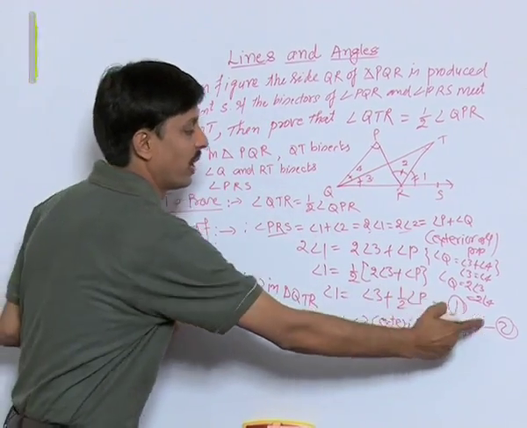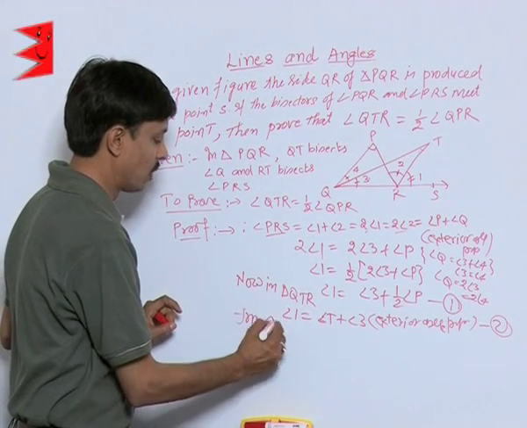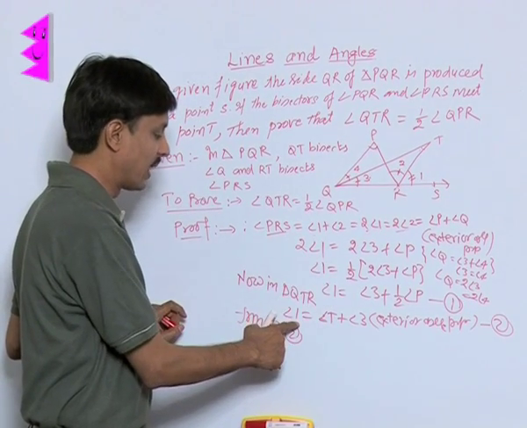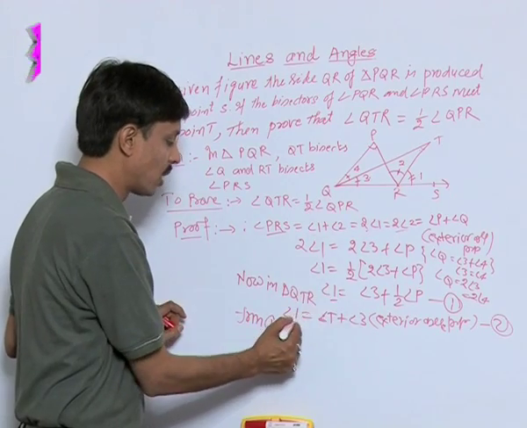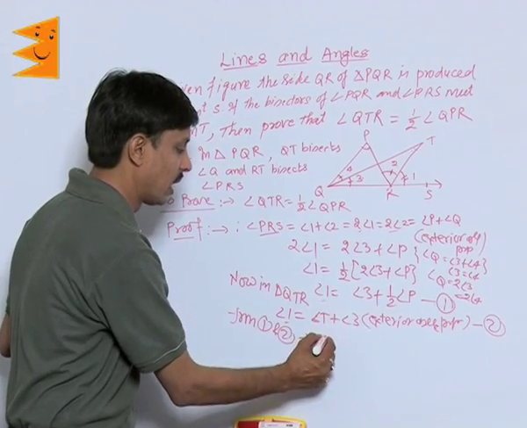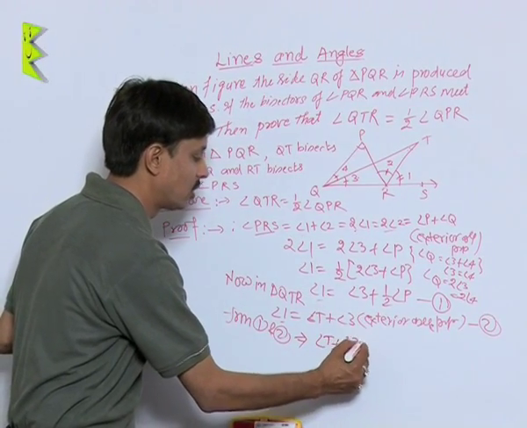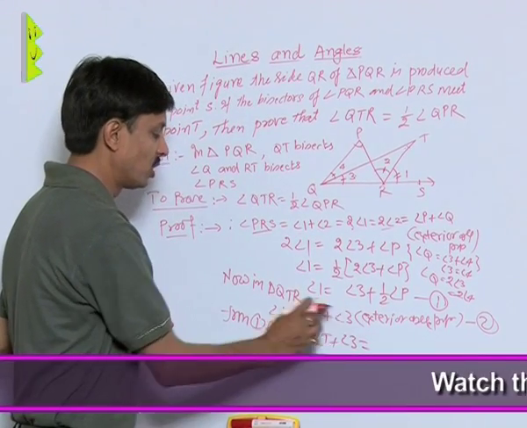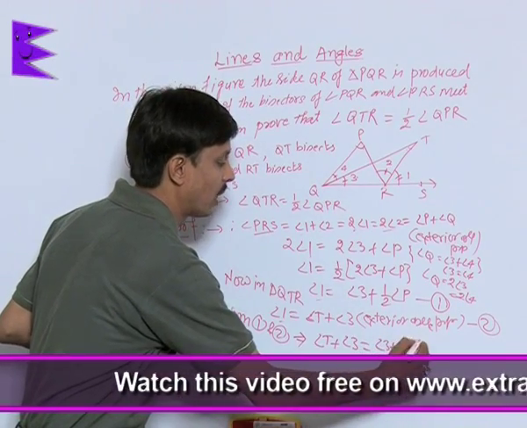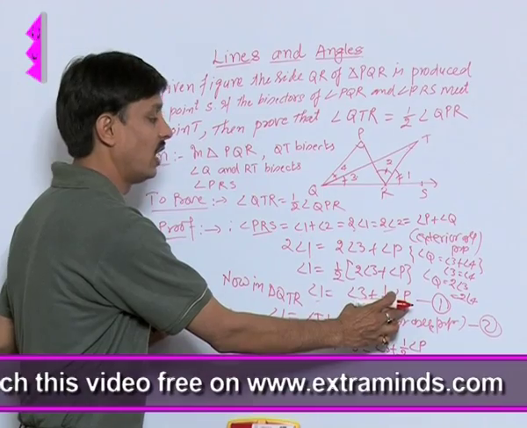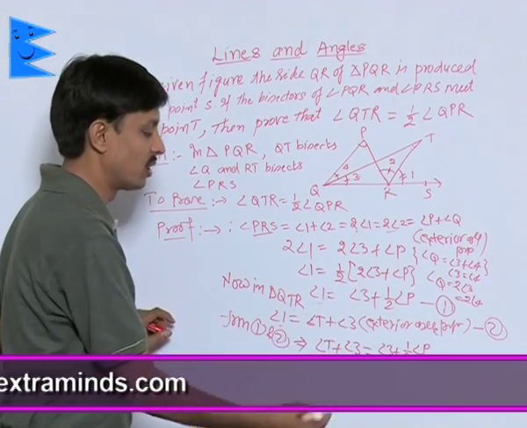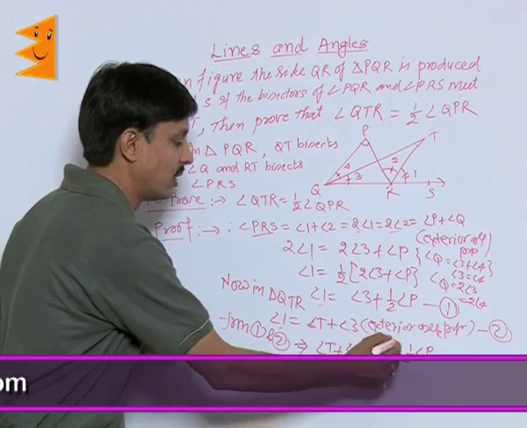Now from equation 1 and equation 2. The left hand side of 1 is angle 1, the left hand side of equation 2 is angle 1. So these two are equal, and I can equate their right hand sides. Angle T plus angle 3, the right hand side of equation 2, is equal to angle 3 plus half of angle P, the right hand side of equation 1. As the left hand sides of both equations are equal, their right hand sides need to be equal, which I have equated, and angle 3 and angle 3 cancel.